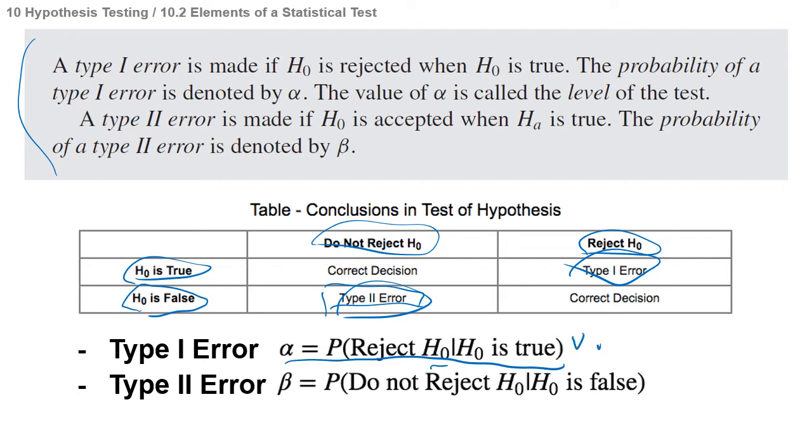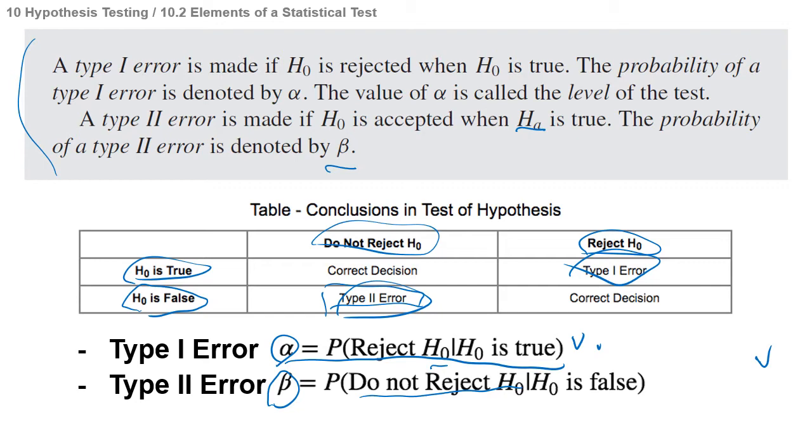And what is the type 2 error? A type 2 error is made if H0 is accepted when the alternative HA is true. The probability of a type 2 error is denoted as beta. We call type 1 error alpha, and we call type 2 error beta. And beta is the probability of not rejecting H0 given H0 is false. Okay, so this is the concept of type 1 error and type 2 error.